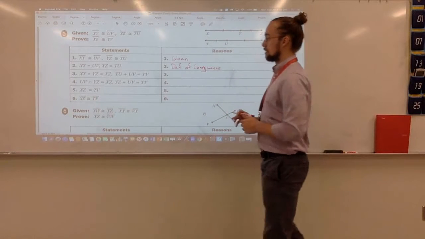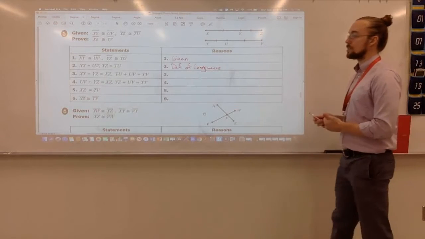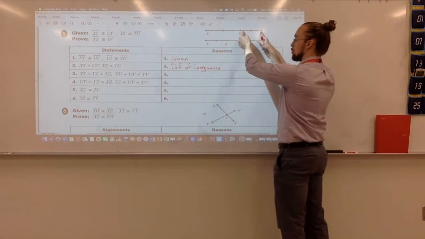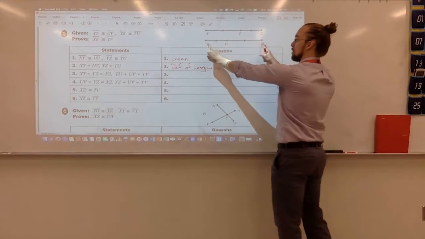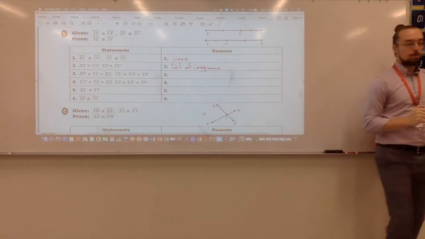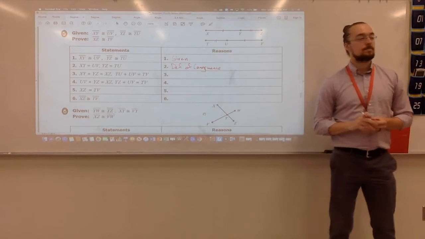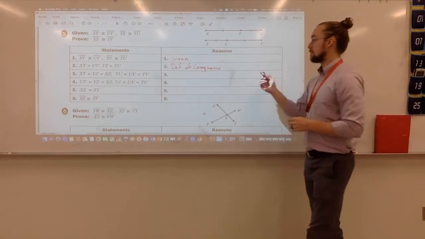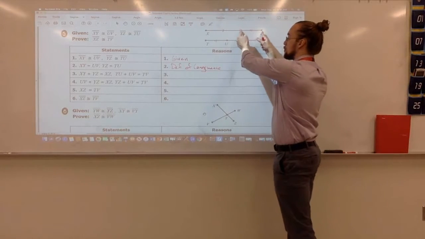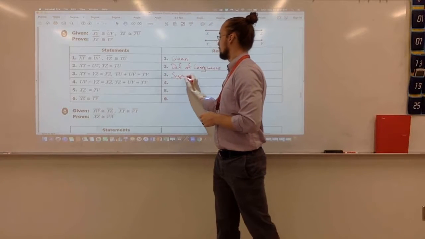Well, now they've got a couple of equations on here. Now they say XY plus YZ equals XZ, and then also TU plus UV equals TV. Why am I allowed to say that? If I add 2 pieces together and say that equals the whole thing, that's the segment addition postulate.